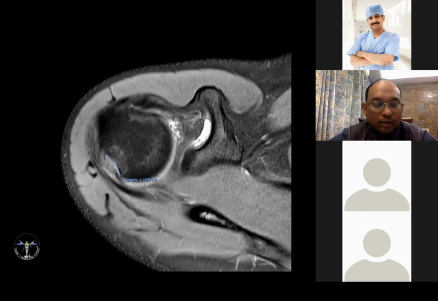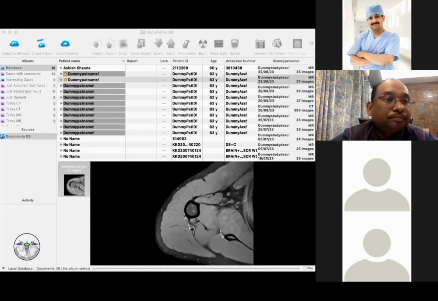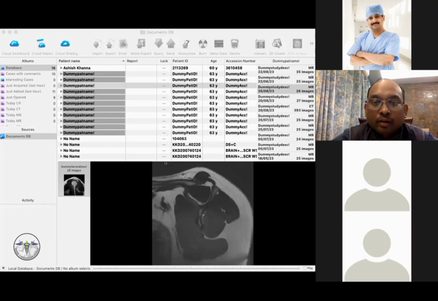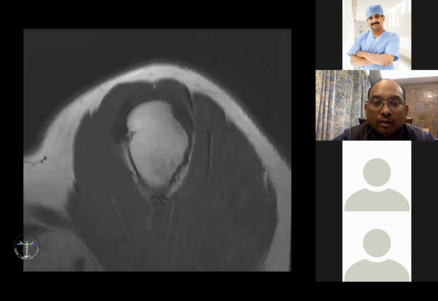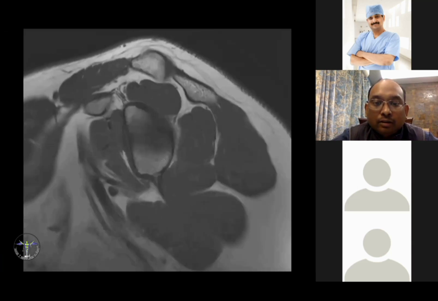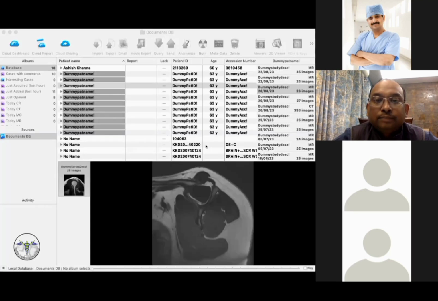Now let's calculate the bone loss. There is complete flattening of the anterior glenoid, extending all the way till here. The anterior inferior glenoid should have been rounded. Now let's calculate the bone loss.